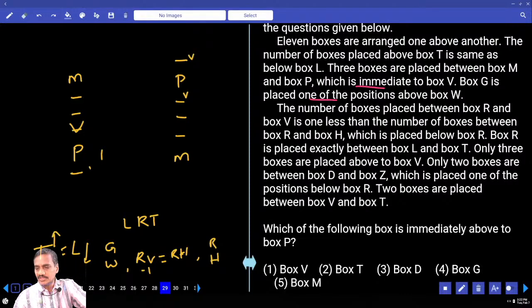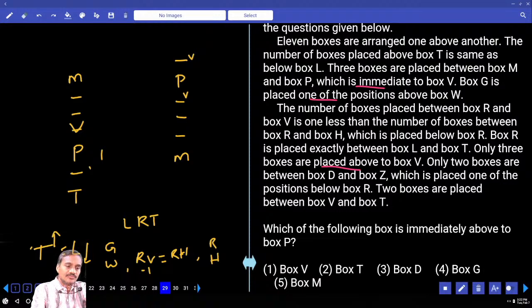Next one, any other information: only 3 are placed above V, only 2 boxes are in between D and Z. Z which is placed at one of the boxes below R, and 2 boxes between V and T. Now in between V and T there must be exactly 2 boxes. Now T, tell me how many are above T. How many boxes are there? 1, 2, 3, 4, 5, 6 boxes. Hence there must be 6 boxes below this L.